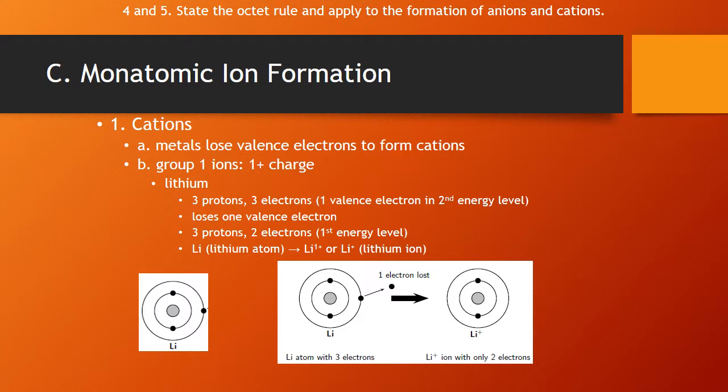So the net result here is we've gone from a lithium atom, which we would just write with the symbol Li, to a lithium ion, which we'd write either with the symbol Li and then the superscript 1 plus, or we would just write the superscript with just a plus. If there's no number there, it's understood to be 1.